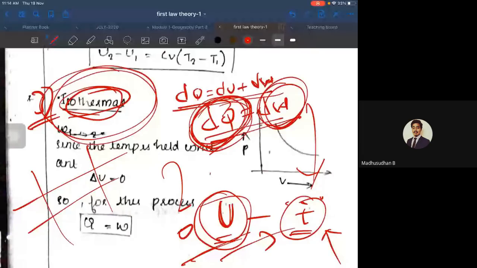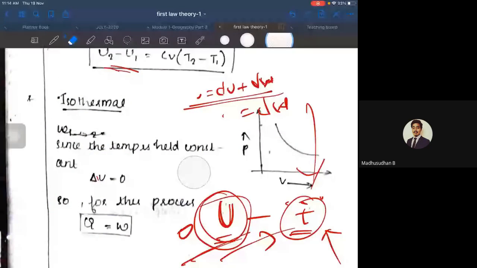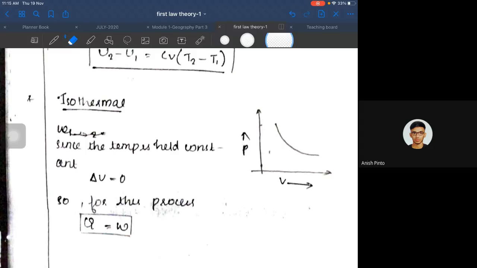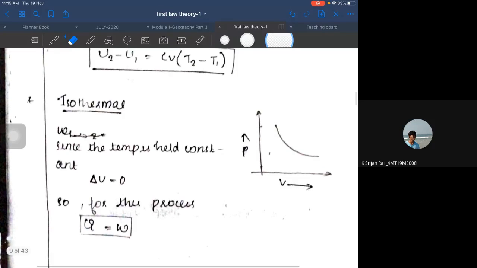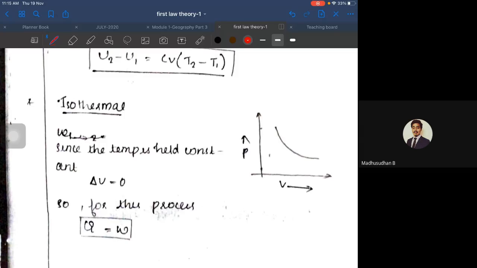Very good. Let us now go into the next process. Which is the next process, guys? Adiabatic. Name the process where the heat flow is 0.